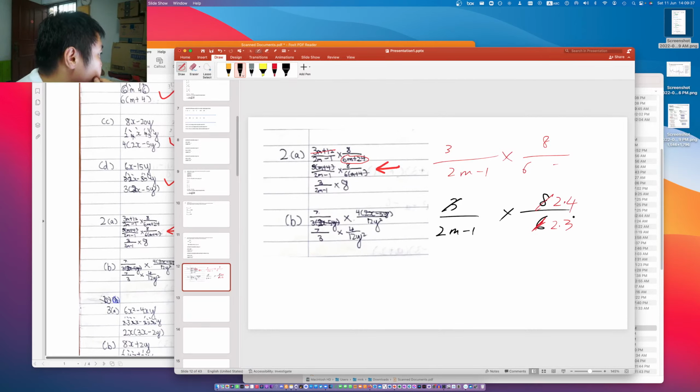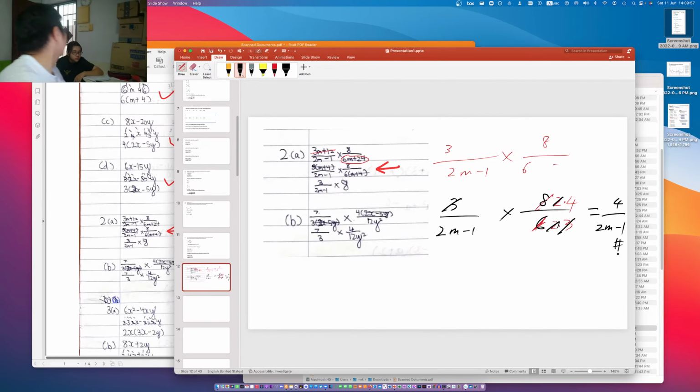Can you see that you have a 3 here, you have a 3 here? Can you see you have a 2 here, you have a 2 here? Then can you see that on top what you are left with? 3 gone, 8 gone, 2 gone, left with 4. Below 2m minus 1. Below everything gone is 2m minus 1. So this is the final answer.